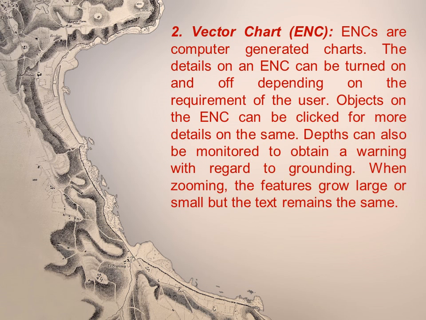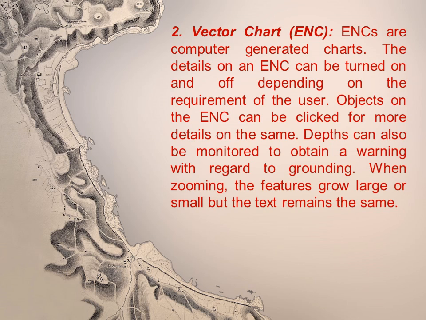The next one is the vector chart, a computer generated chart. Okay, it means a computer generated chart. It is loaded into the ECDIS. So it can rotate one side or it can zoom one side or the other. So you can manipulate the chart, moving one part and keeping the other part stationary. It's not like the raster chart. That is the difference between the two.